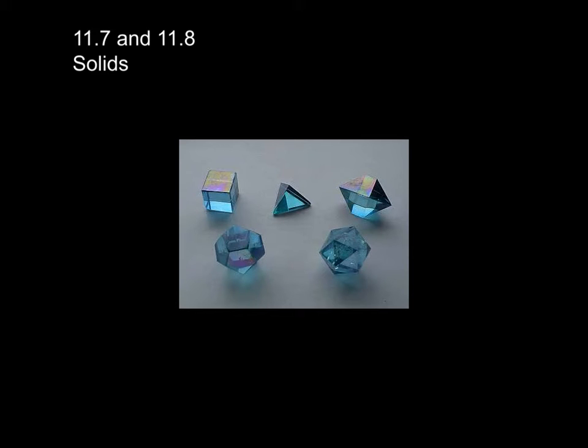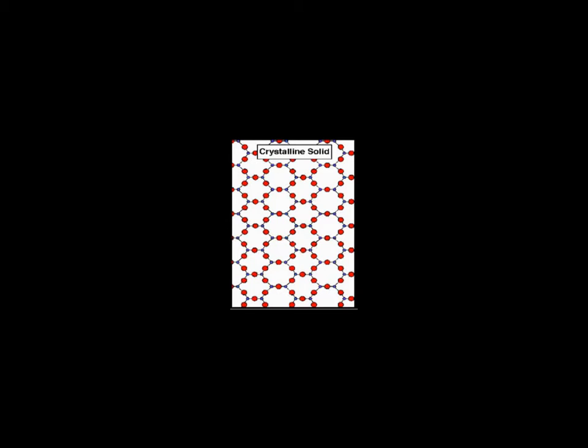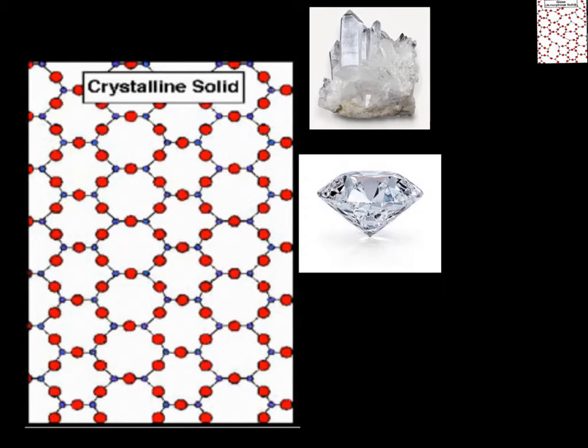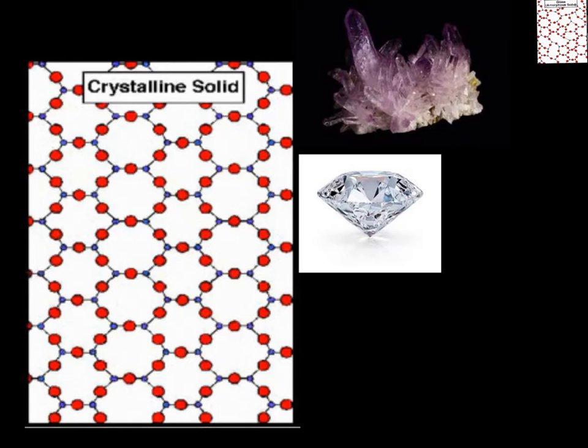We've looked at liquids and gases, and now we'll take a closer look at solids. Solids can be crystalline or amorphous. Crystalline solids are made of molecules or atoms or ions that are highly ordered. They usually have flat surfaces like quartz or diamond. And this is amethyst. It's a type of quartz.